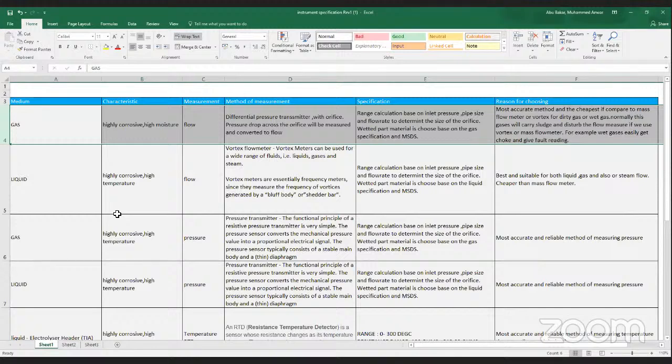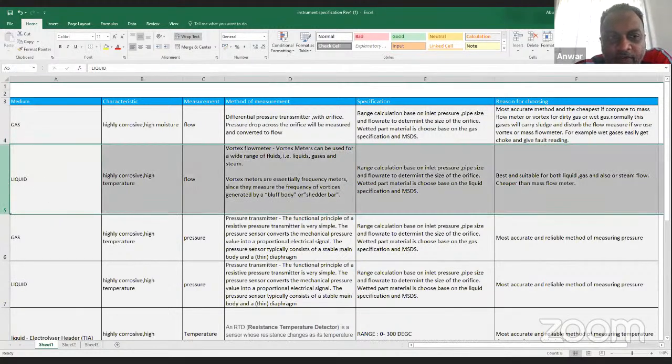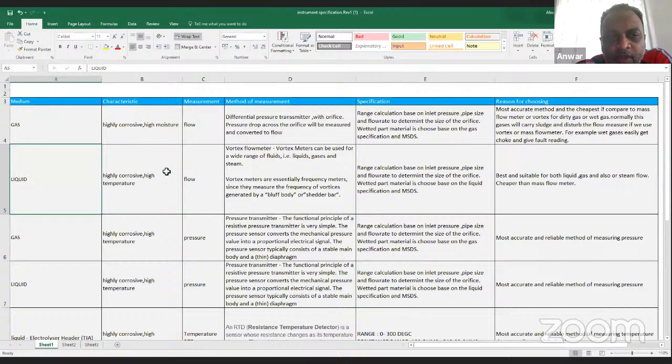All right, so I will just continue into the second medium of liquid here, which is highly corrosive and also high temperature. The intention also is to measure the flow. Okay. So this time we choose vortex flow meter rather than the mass flow meter. Okay. So why do we choose vortex?